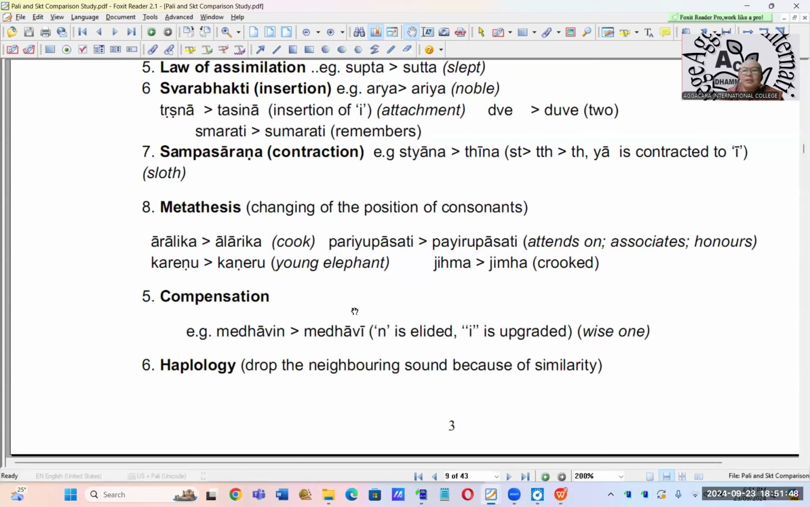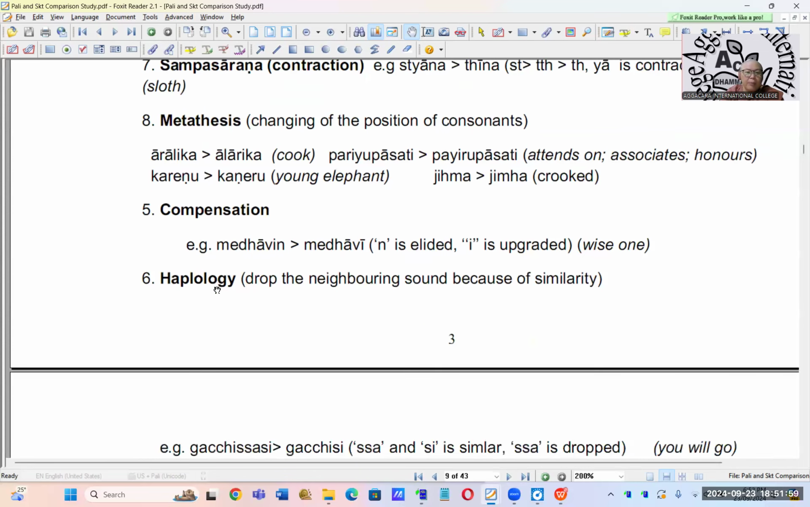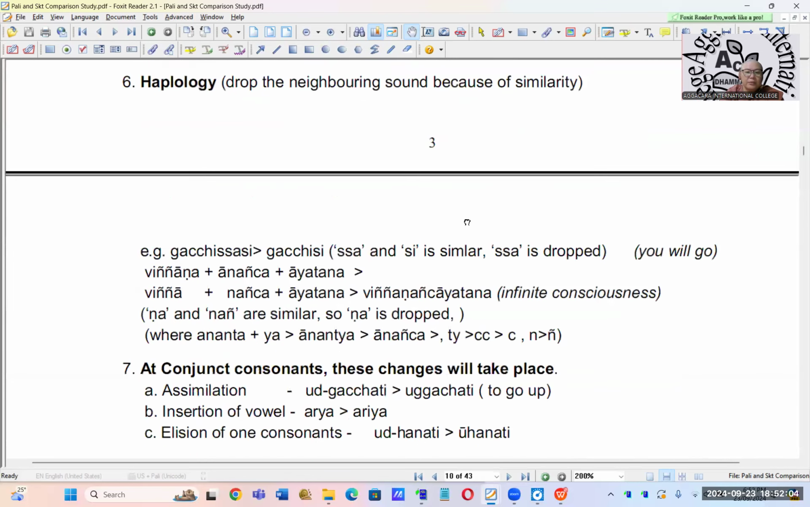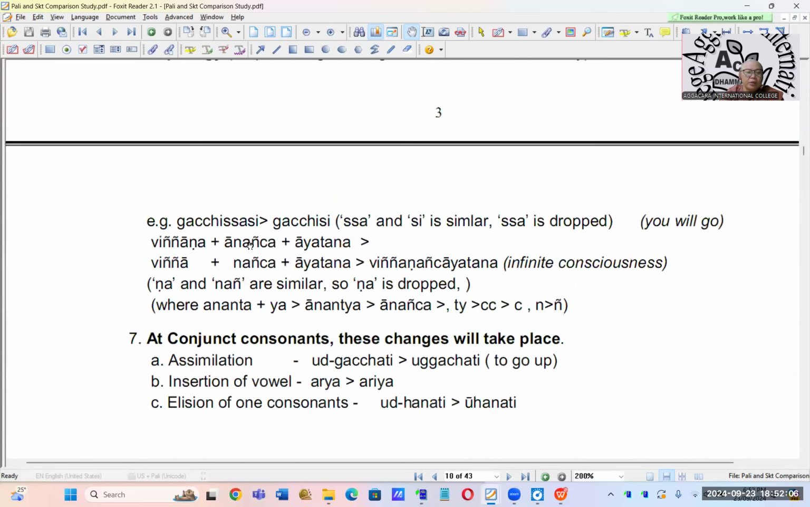Okay. So we see this in the example like Sattar, teacher. When you drop the R in the teacher, you need to make the A long. Sometimes we call it haplology: drop the neighboring sound because of similarity. Like this one, Vinnana Ananta Ayatana. So infinite consciousness. Vinnana is consciousness, Ananta is infinite, Ayatana is base. So base of infinite consciousness.